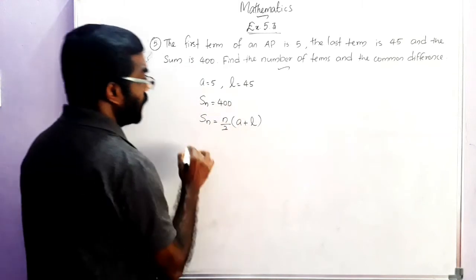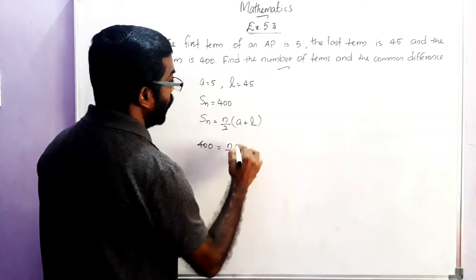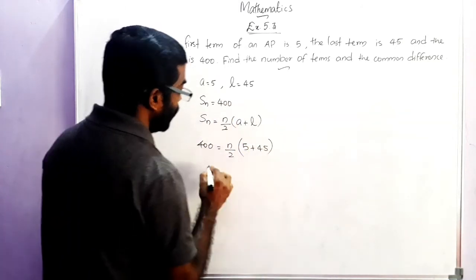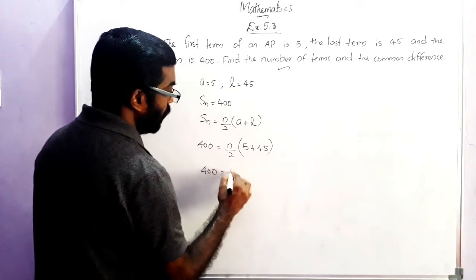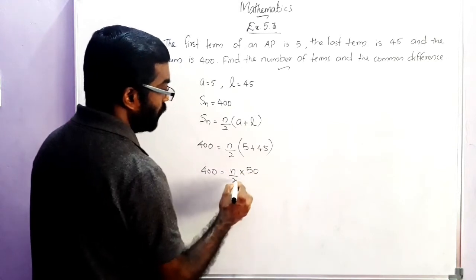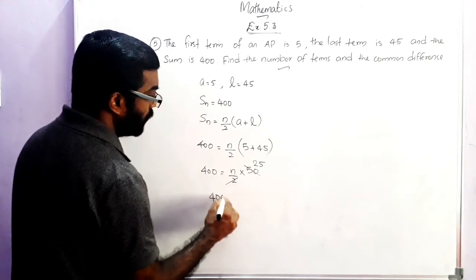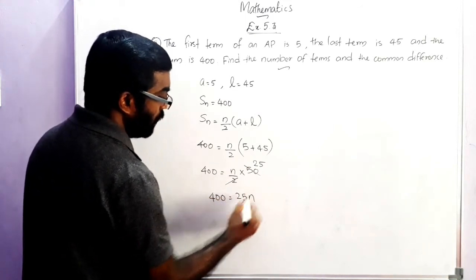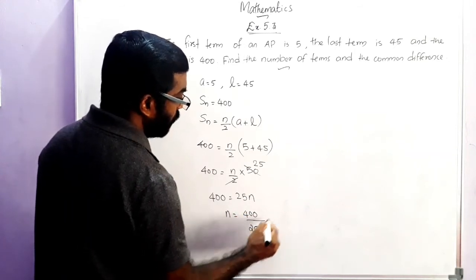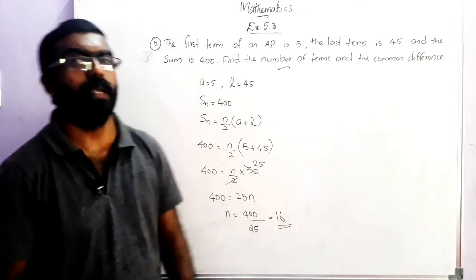Now we can replace the values. Sn is 400. 400 is equal to n by 2 into a is 5 and l is 45. That is 400 is equal to n by 2 into 5 plus 45, and it is 50. This 2 and 50 we can cancel, we get 25. That is 400 is equal to 25n and n is equal to 400 divided by 25, which is equal to 16. That means the number of terms in the given AP is 16.